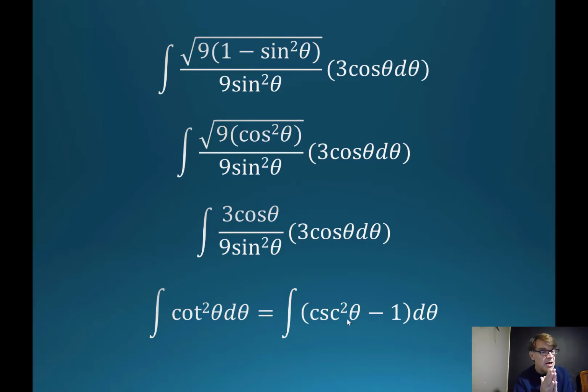Let's take a moment of silence to memorize that identity if you don't know it. Cotangent squared theta equals cosecant squared theta minus 1. Intense memory moment. Okay, you got it? All right. So, I don't have a great mnemonic. So, ignore the triangle for now.